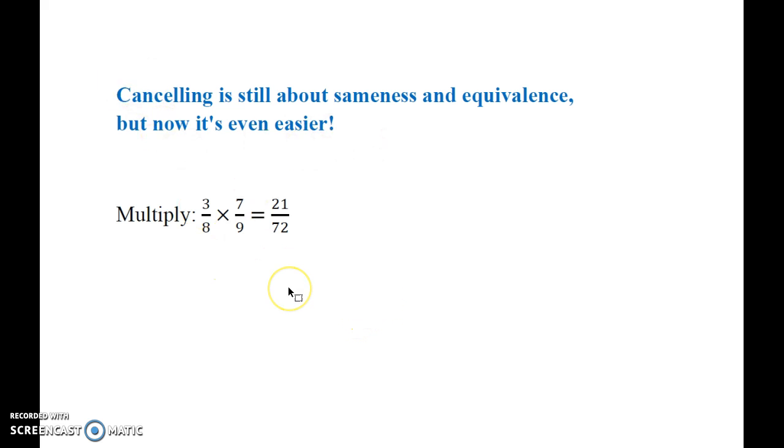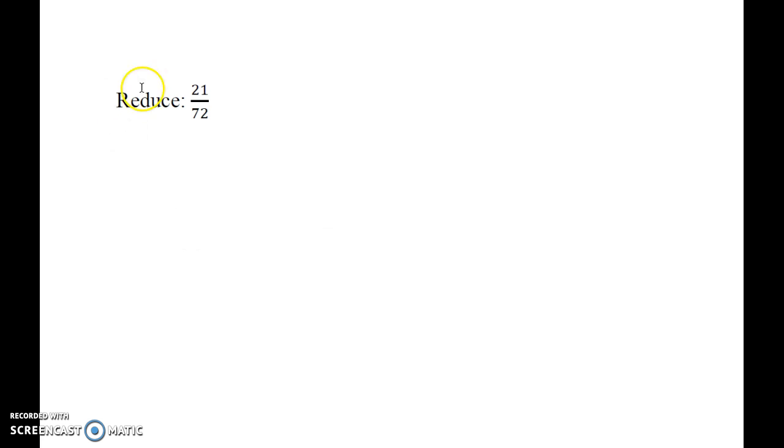So let's take a look at a question that you may or may not have seen before. Here's this type of question, and we've got some multiplication here. And usually what we do is two steps. First, we multiply. 3 times 7, 21. 8 times 9, 72. Cool. Then we have to reduce. Now we have 21 over 72. And we're going to want to reduce that.